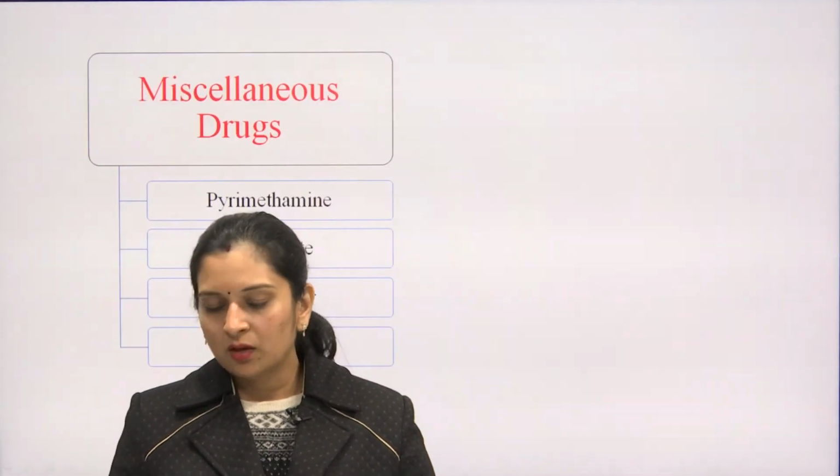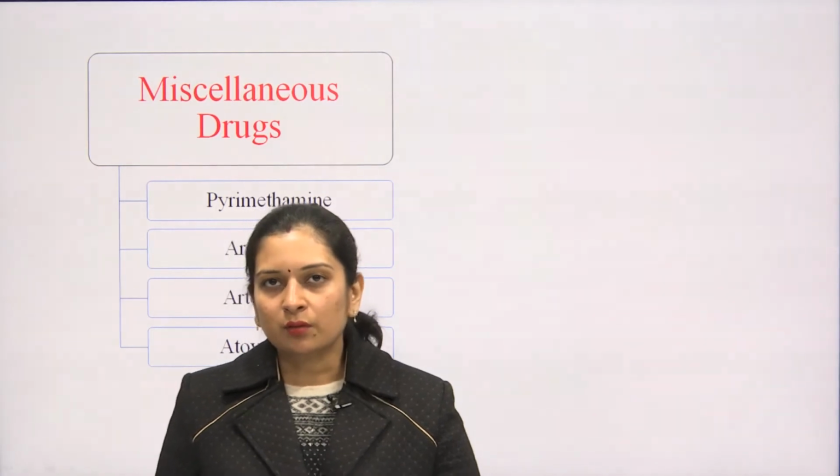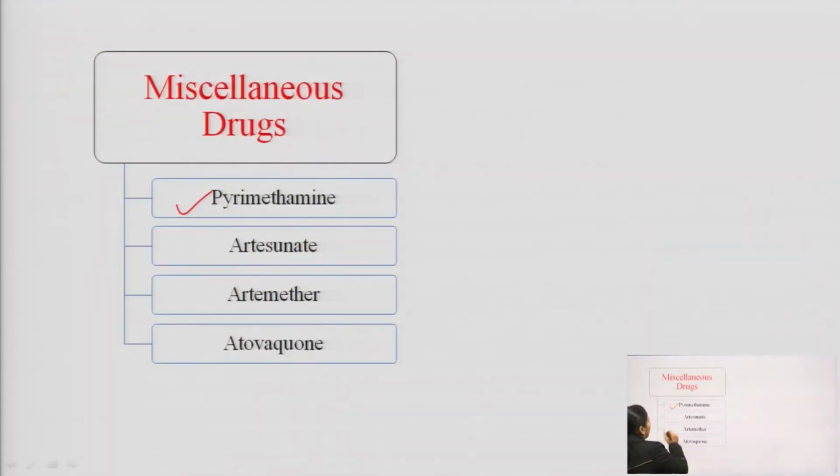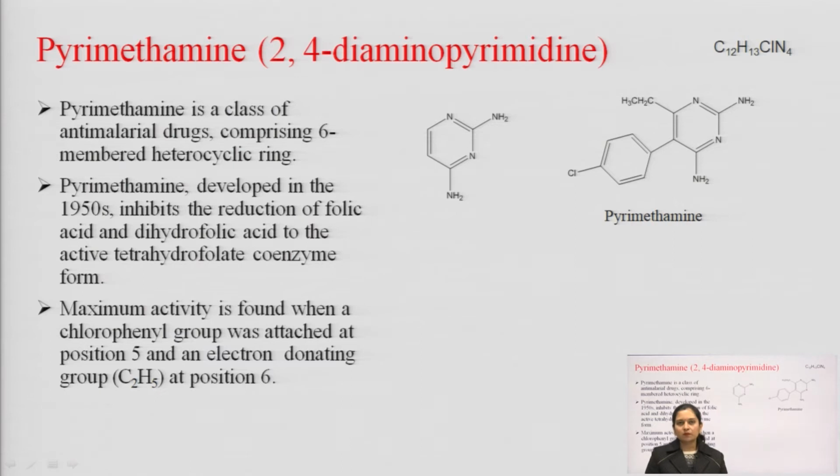Basically, in this video lecture, we are going to focus on these 4 drugs: Pyrimethamine, Artesunate, Artemisinin, and in the last, arteether. So, we will start one by one and try to understand these. The first drug is pyrimethamine.